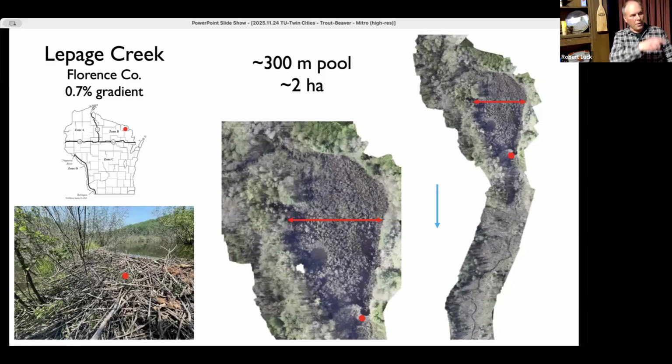The red horizontal line across shows the extent of that channel. So it's not all open water, but it's flooding a lot of vegetation and covering a very large area. The image on the right, looking top to bottom, shows the scale of that beaver impacted area compared to what the stream typically looks like without beaver activity further downstream.